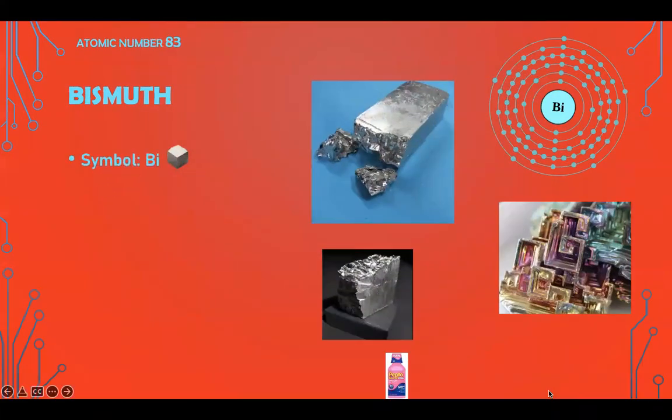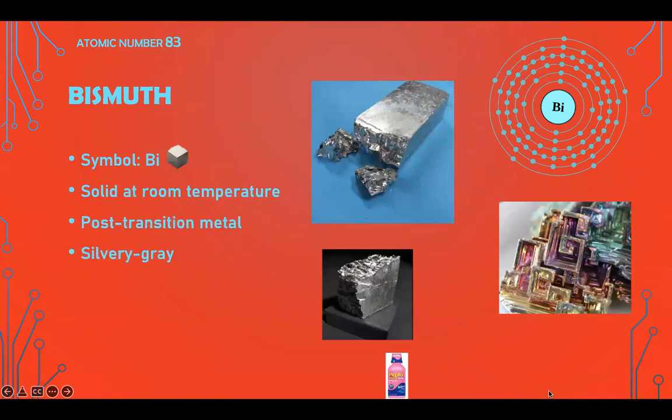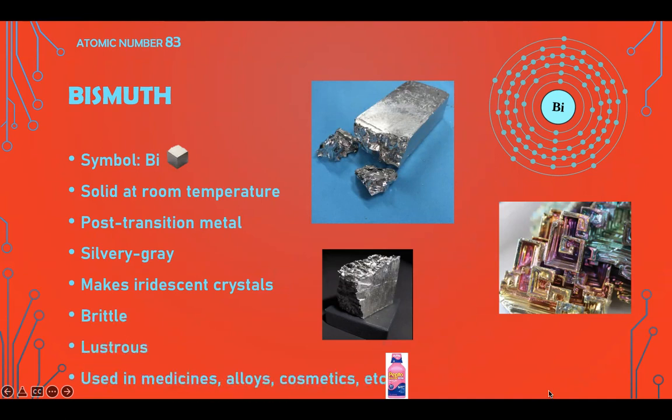Bismuth. Bismuth's symbol is Bi. It's a solid at room temperature. Bismuth is a post-transition metal. It's silvery gray. I really like its color. Bismuth is used to make iridescent crystals. I mean, it's not used to make it, but it makes iridescent crystals, which are absolutely beautiful. Bismuth is brittle. It is also pretty lustrous like other metals and is used in medicines like Pepto-Bismol, alloys, cosmetics, etc.